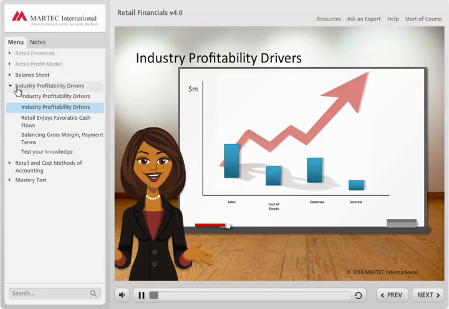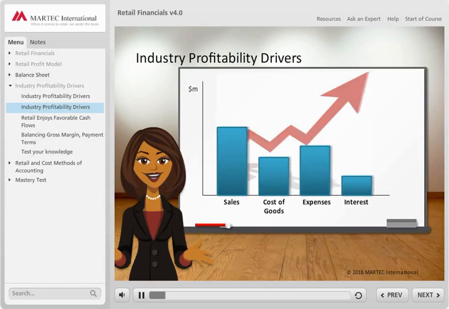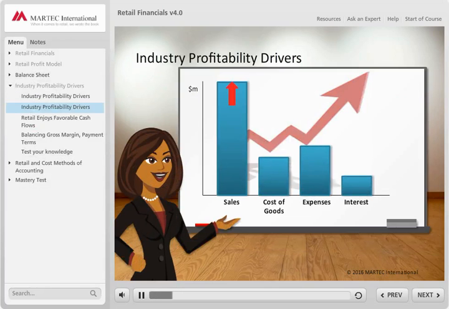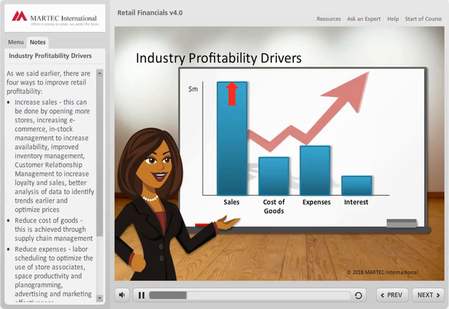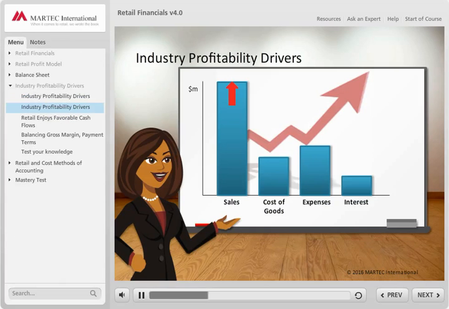As we said earlier, there are 4 ways to improve retail profitability. Increase sales. This can be done by opening more stores, increasing e-commerce, in-stock management to increase availability, improved inventory management, customer relationship management to increase loyalty and sales, better analysis of data to identify trends earlier and optimise prices.